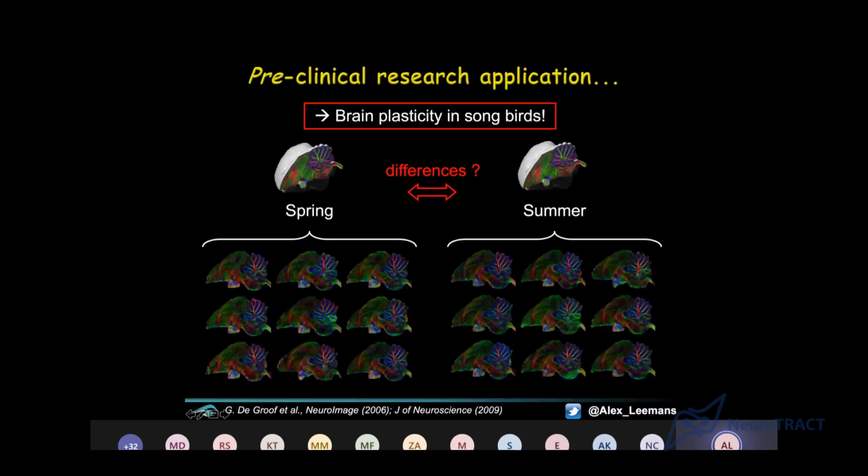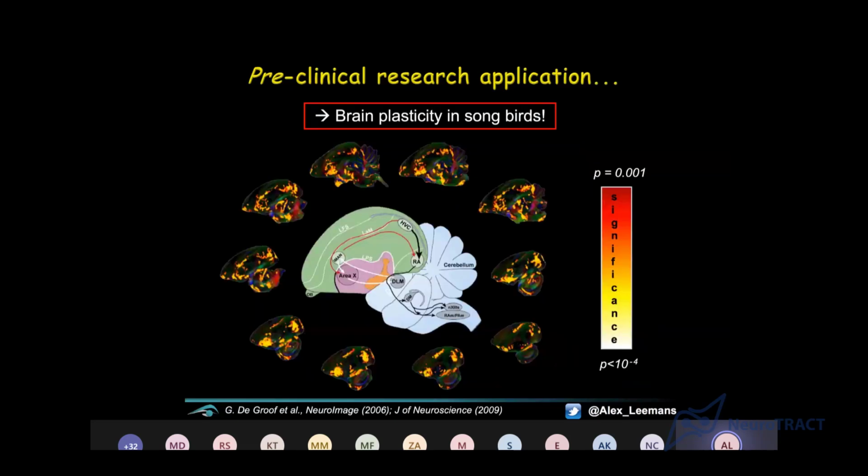So obviously, the equivalent would be like talking a lot or singing a lot, with humans in spring and not doing anything in summer. But their brains are very plastic. This is something which is well known. And so the question here was, can we see any differences between spring and summer in terms of their brain connections and how the diffusion properties would change?